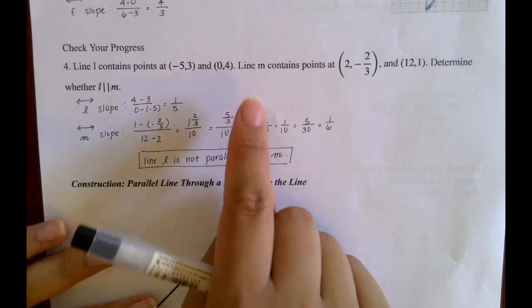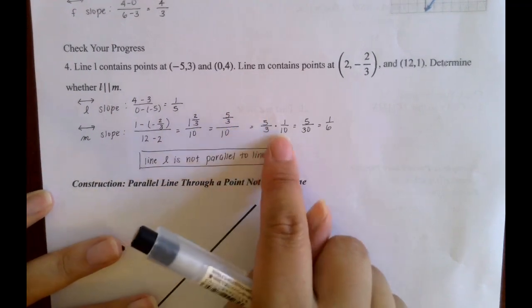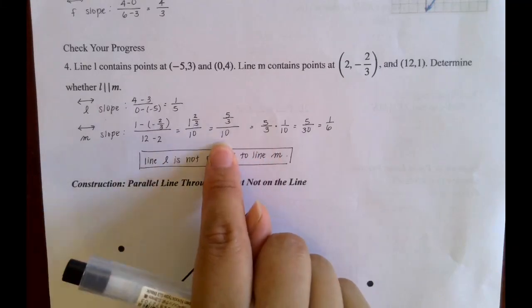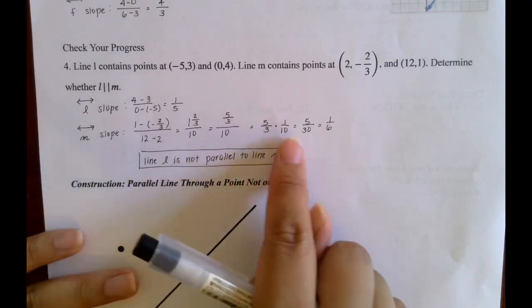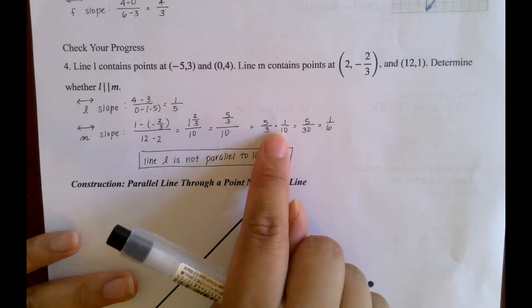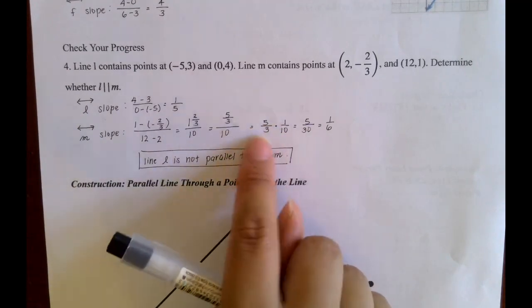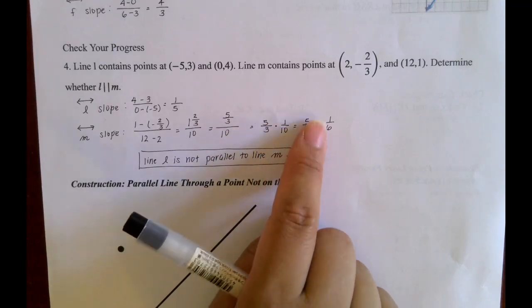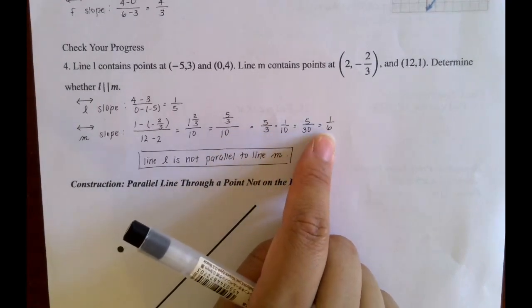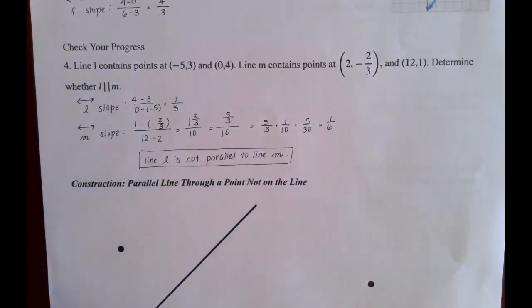And what we do when we divide fractions is we keep the first one, so 5/3. We change the second one to its reciprocal, so 10, the reciprocal is 1/10, and division turns into multiplication. Right? Then we multiply straight across. 5 times 1 is 5, 3 times 10 is 30, and 5 over 30 simplifies to 1/6. Because they are not the same, they are not parallel.